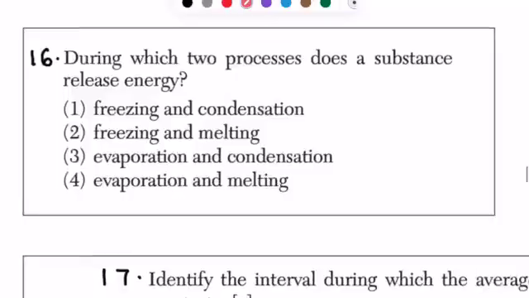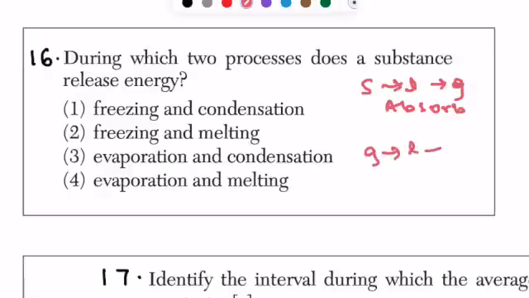During which two processes does a substance release energy? So a very quick thing that you can remember is if, let's say, we are starting from a solid and we are converting that to a liquid and then to a gas, in this case, we are trying to move the particles away from each other. So these absorb heat. If, however, we are going from the gas to the liquid to the solid, now we are bringing the particles closer together. So in this case, they are going to release the energy.